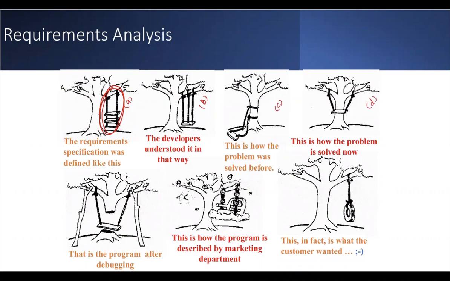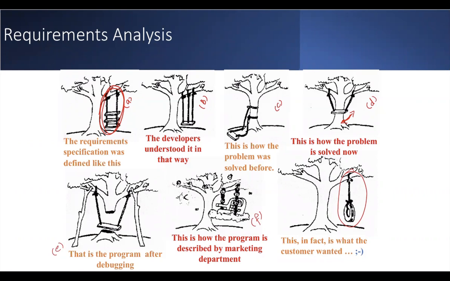And then in a debugging phase, we can see figure E, where they try to debug and remove some of the errors, because how are you going to do the swing actually, because you are facing the tree right now. So you have to cut the tree. So this is how the program is described by the marketing department, which is completely not what the customer wanted at the beginning. So you can see requirements were collected and specified in a way that was not completely understood.